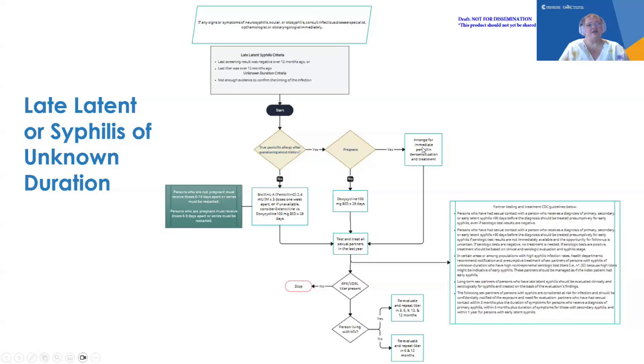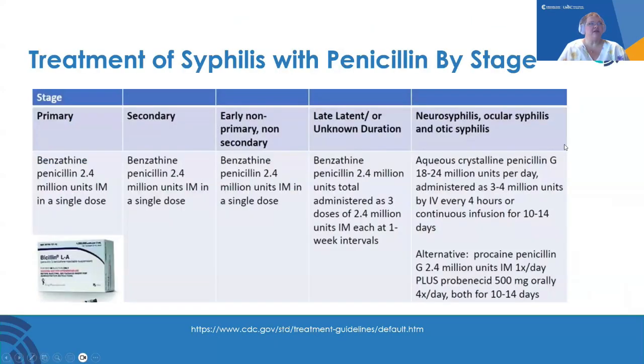And if they're pregnant, again, the only option is to get them desensitized with penicillin. This is a beautiful chart of treatment of syphilis by penicillin stage, whether it be primary, secondary, or early, it's all the same treatment. Late, latent, and unknown duration, we have a series of 3, 1 week apart.